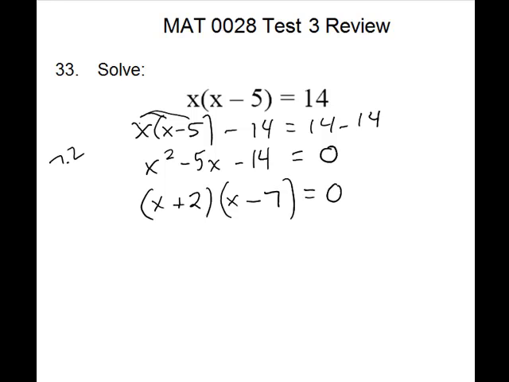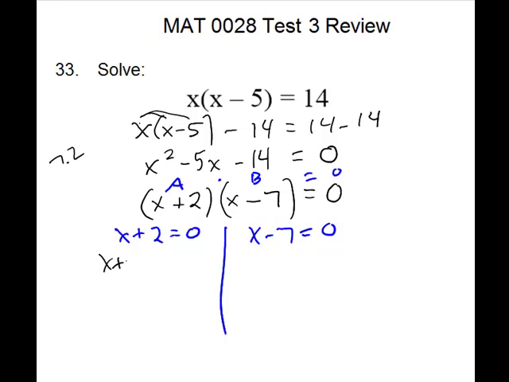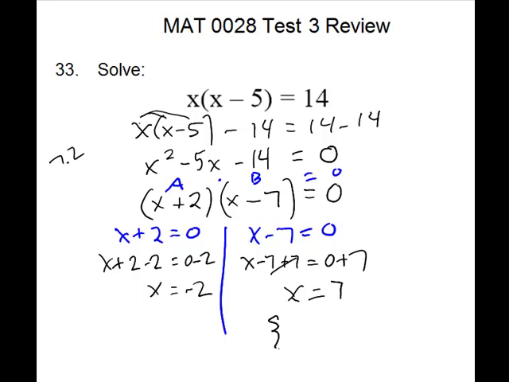So now we're set up. This is our A, this is our B, and there is our 0. You're ready to break it apart. Either x plus 2 equals 0 or x minus 7 equals 0. So you're going to subtract your 2 from both sides on your first one. Gives you x equals negative 2. You're going to add a 7 to both sides. Gives you x equals 7. And we have two answers. So negative 2 and 7.